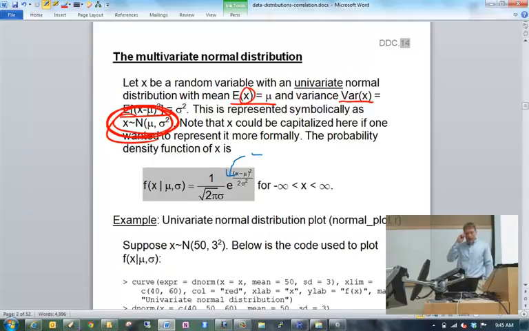So with that then, the probability density function of x is this mathematical equation. And please note that there's a small error there. There should be a negative out in front of that stuff that's up in the power.